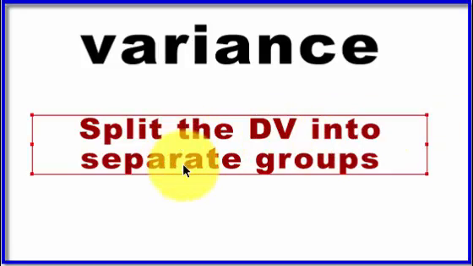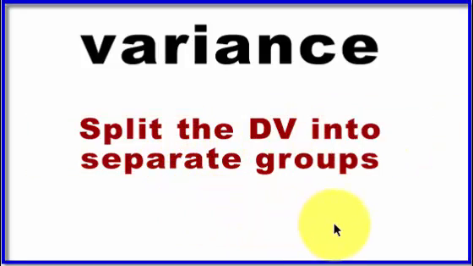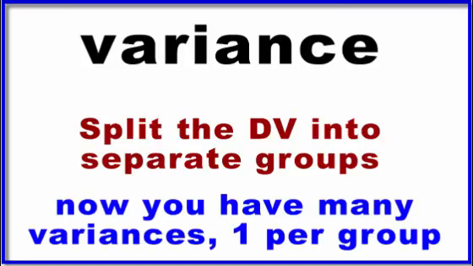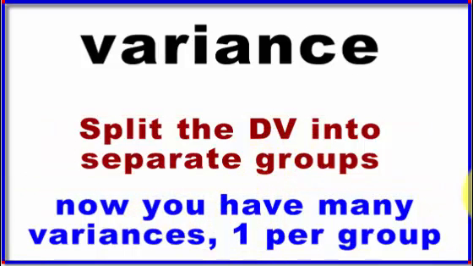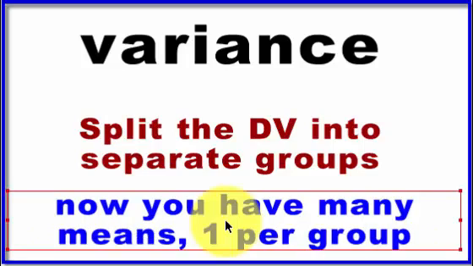What you do is you split that DV into separate groups, right? So if you're checking for push-ups, you're going to have a little partial DV push-ups for the Marines, and the other part will be push-ups for the Girl Scouts. So you're splitting the DV into groups is what you're really doing. And when you do that, you're going to have more than one variance. You get one variance per group. And that's the same as means. You got one mean per group, you got one variance per group. And that's how all these calculations are done.